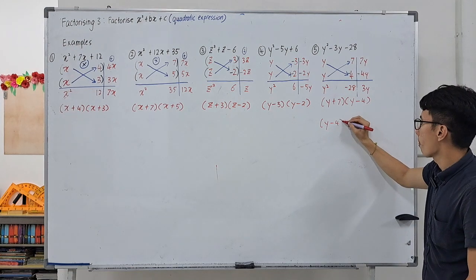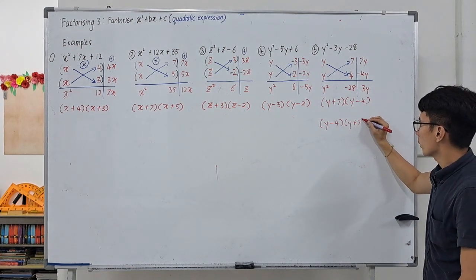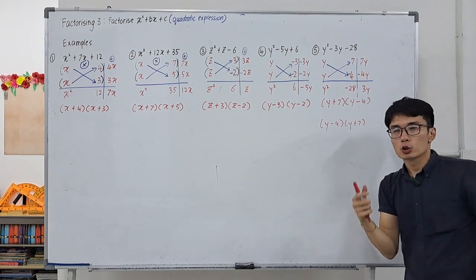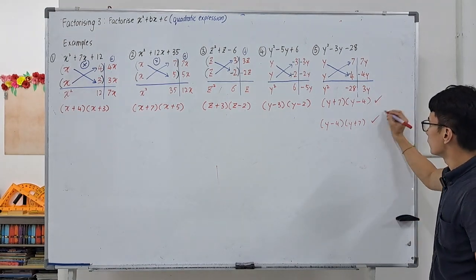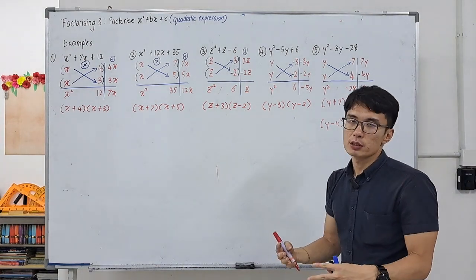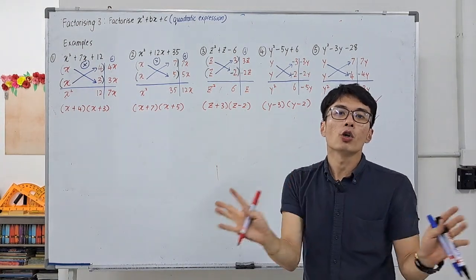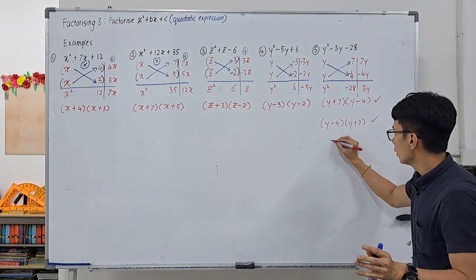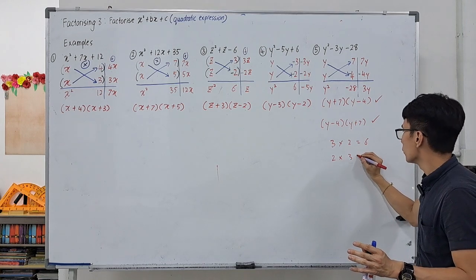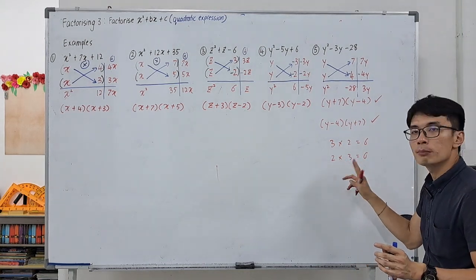Some students might ask me, teacher, will I get it wrong if I write my answer like this? Can you see what happened over here? They just swap places. So both of these answers are correct. Why? Because when we are multiplying numbers, the order of the numbers does not matter. Again, 3 times 2 gives you 6. 2 times 3 gives you 6. The order does not matter.